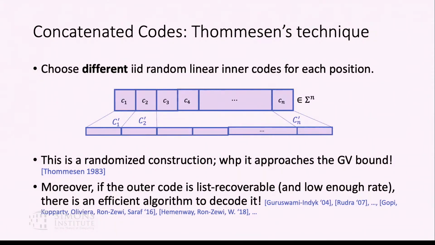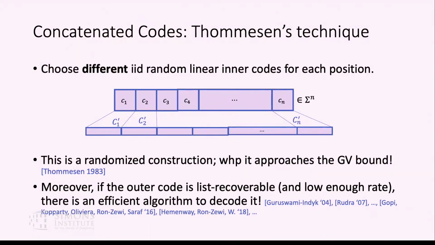What is the outer code for Thommesen's construction that approaches the GV bound? Any MDS code. Okay. But yes, Reed-Solomon codes, for example. Yeah, all it needs is, anyway. Other questions?